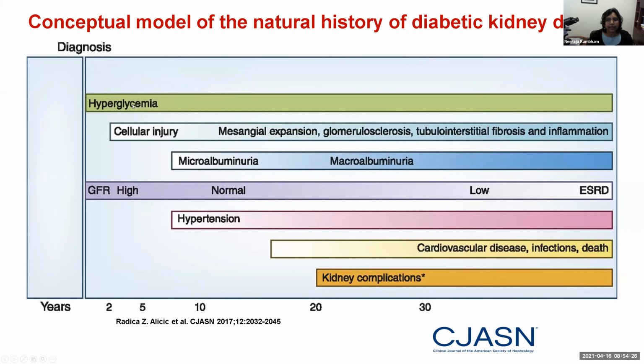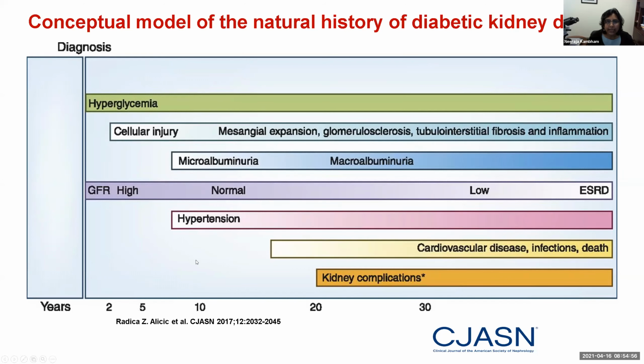And you can see the hyperglycemia is all over, cellular injury we are seeing with mesangial sclerosis and tubular atrophy and fibrosis, and then albuminuria, which is progressively increasing. And then the GFR tends to be high early on, and then it becomes low and ends up in end-stage kidney. Hypertension is increasing as time goes by. And of course, the cardiovascular risk is high, and the kidney complications will progress.